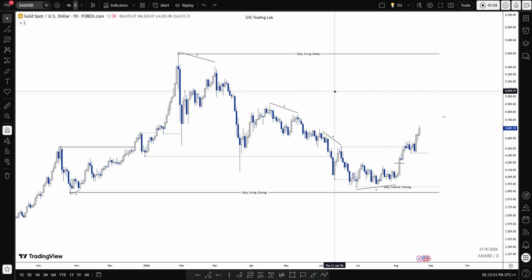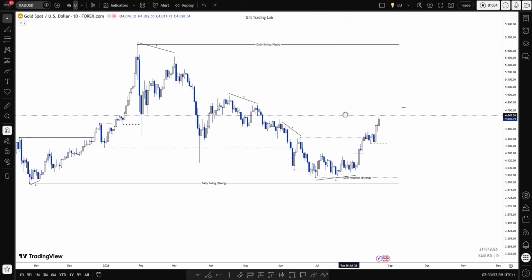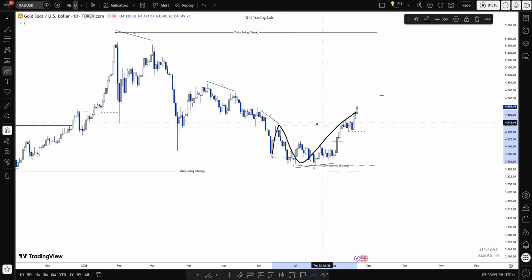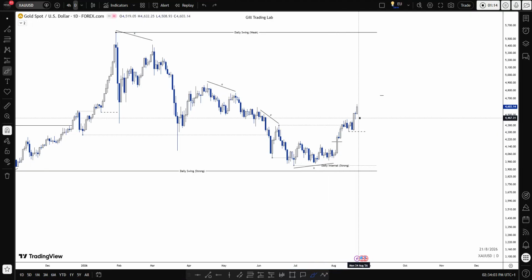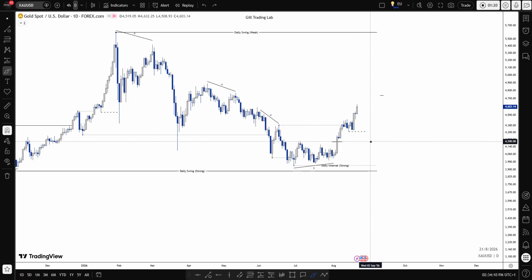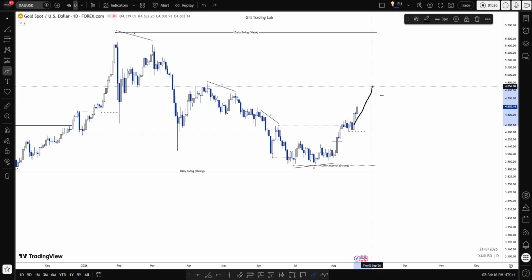So for this coming week, what do I expect? Since this is our internal range, we've had that IBOS. So after a break of structure, what should we expect? We should expect a deep internal pullback. But it's not a must for it to start immediately. Price can still keep rallying before we get that internal pullback.